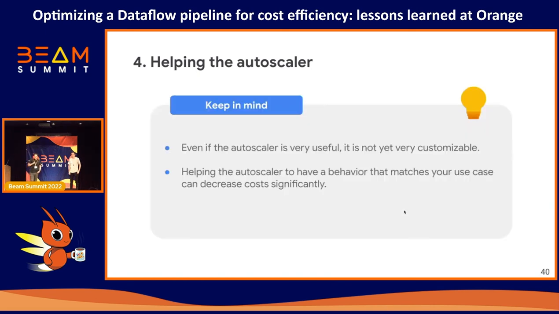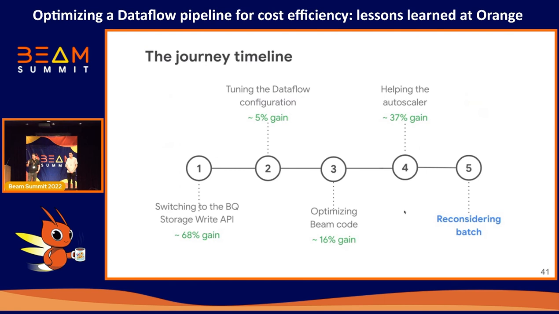So what to keep in mind? Of course, the autoscaler is a really useful feature. But at least for the moment, it's not very customizable, so you will have to deal with the rules of this autoscaler. But you can try to set some parameters to guide it, and it can be a huge source of cost reduction. For us, we estimate this cost reduction was about 37%. And now, batch for consideration.